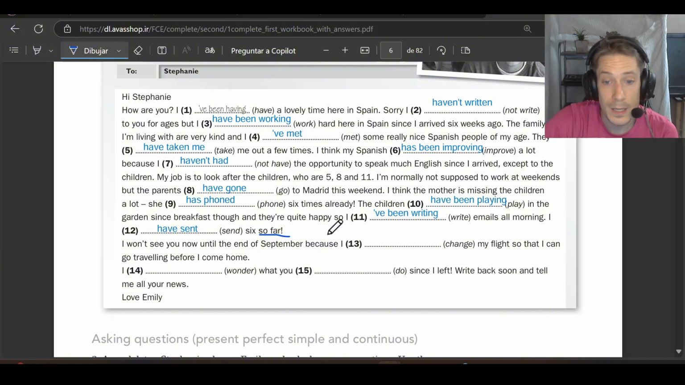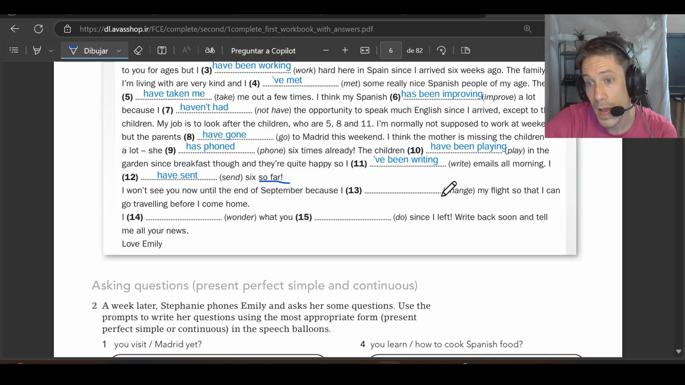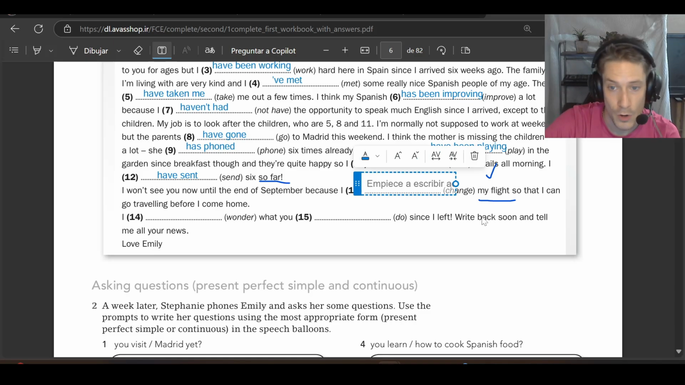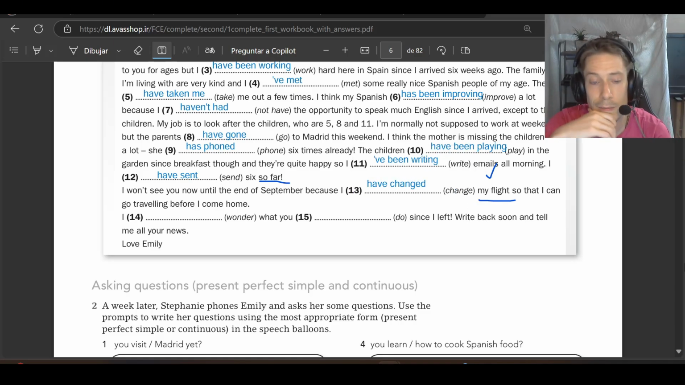I won't see you until the end of September because I've changed my flight, so that I can go traveling before I come home. She did this already. This is an action that you call your airline. Sorry, I want to change my flight, and that's all. You know, so I've changed my flight so that I can go traveling before I come home.